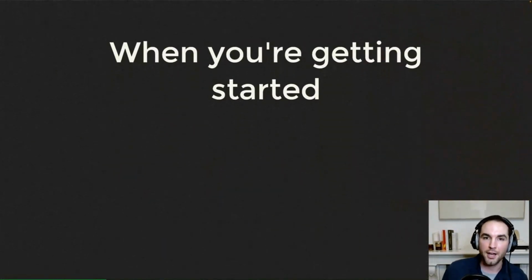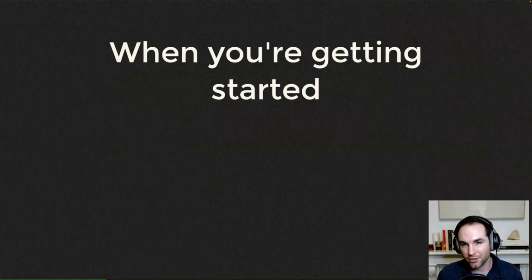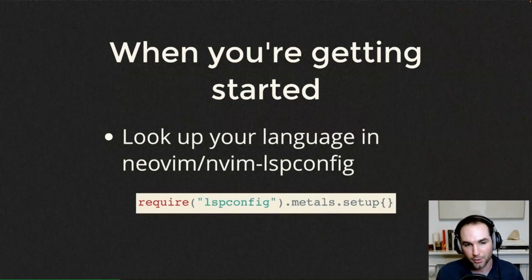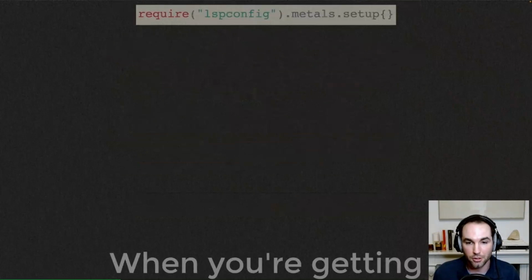If you're like me and getting started with a new language, the first thing you'll probably do is look up that language in NeoVim LSP config. I've already done it a handful of times where I need to use X language, so I just dive in there and figure out how to install it. And normally it is as simple as this: you require LSP config, you name your server, in this case Metals, then you call setup. And that's it if you don't want any extra setup in terms of just setting up NeoVim to use your language server.